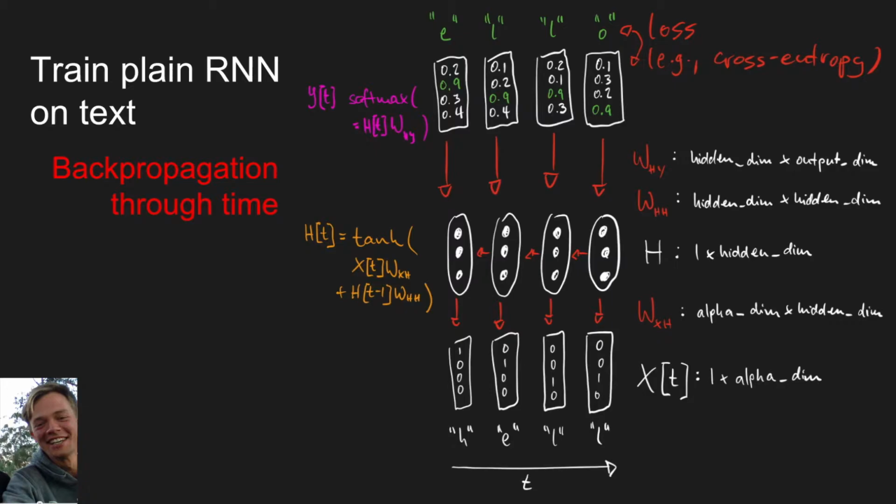In order to accurately update these weights, we have to unroll the network as shown in this illustration and backpropagate the gradient through time, which is why the algorithm is called backpropagation through time.